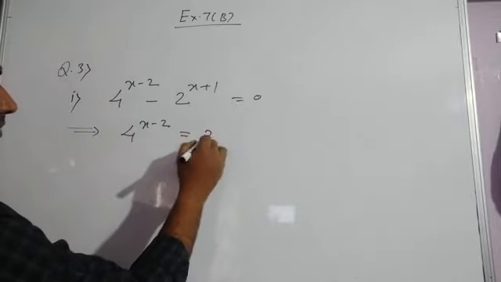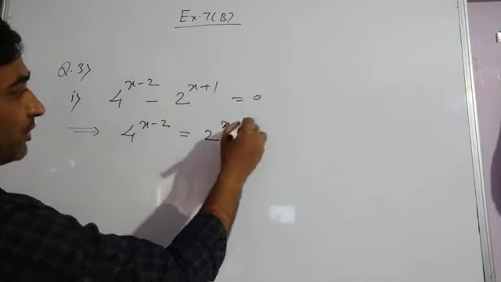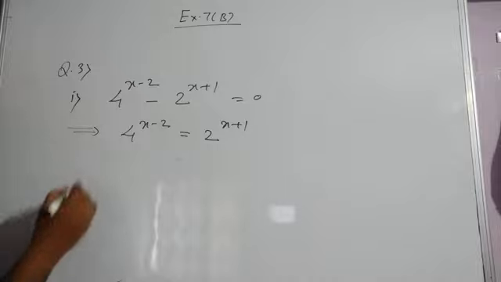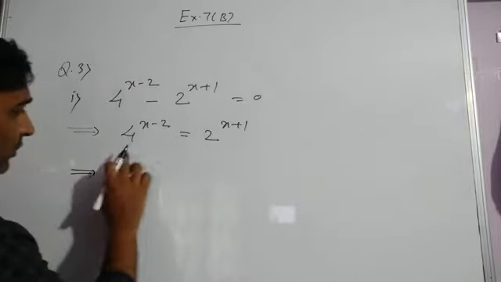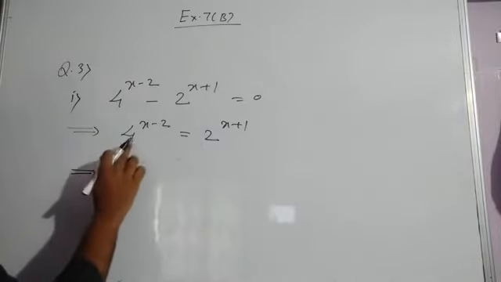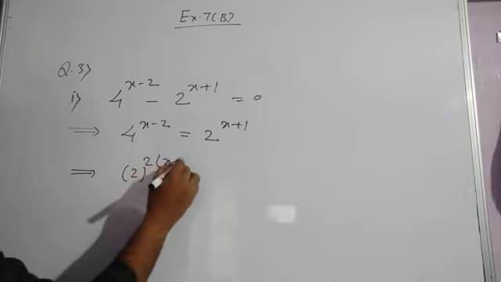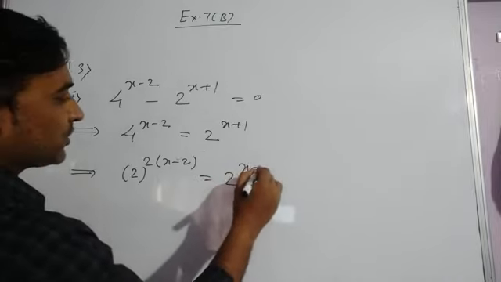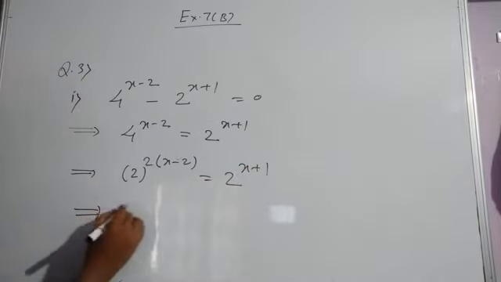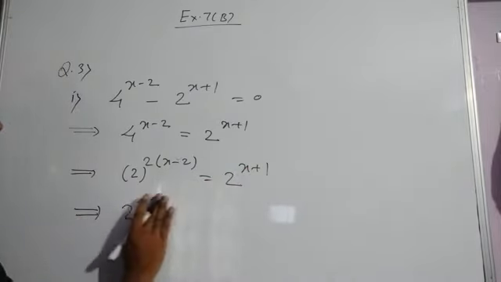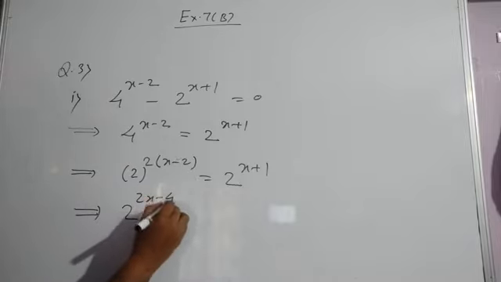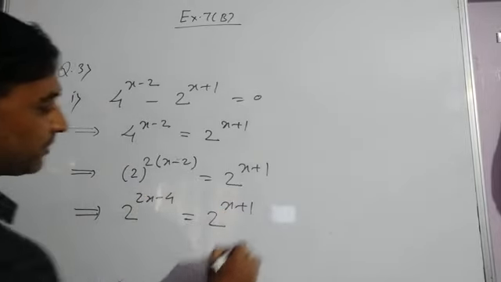I'll shift this number to this side. So it will be 2 raised to x plus 1. Now, when it comes to comparison, the bases should be the same. So 4 can be written in the form of 2. So it will be 2 raised to 2 into x minus 2 is equal to 2 raised to x plus 1. So here it is 2 raised to 2x minus 4 is equal to 2 raised to x plus 1.